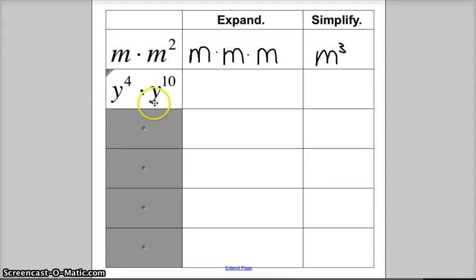Y to the fourth, y to the 10th, as long as they have the same base, your answer is the simplified version. And again, once you get used to the property, you don't need to show the expanded version, but the simplified version would be y to the 14th power. Try to do the next few on your own.